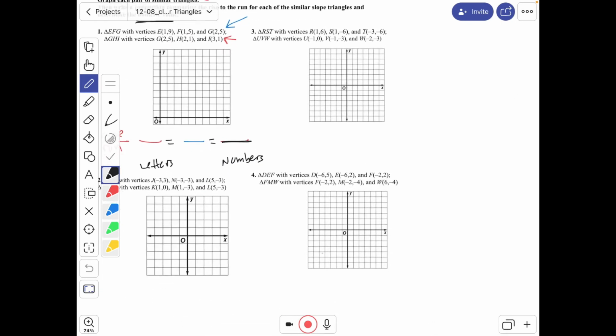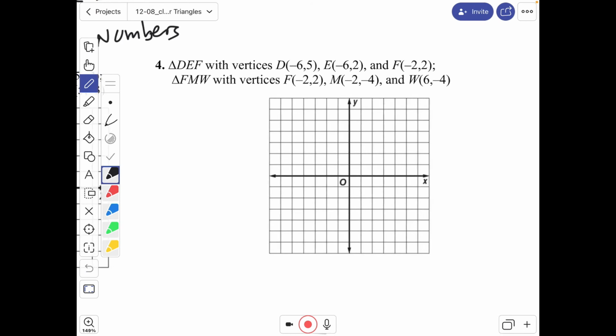Let's look at number 4. Maybe we can do that one as an example. So first we want to plot -6, 5. Then -6, 2. Then -2, 2. So that is the first triangle.